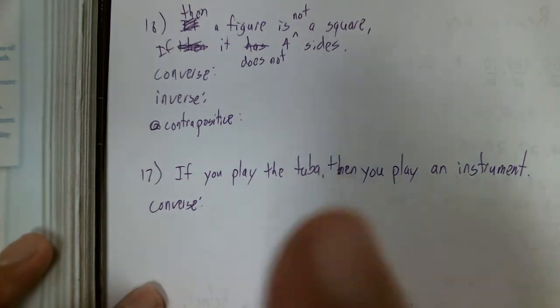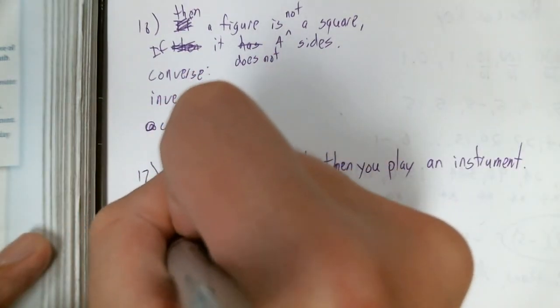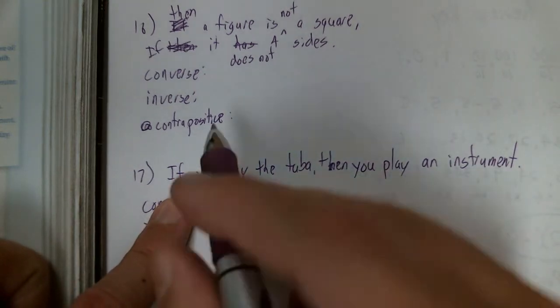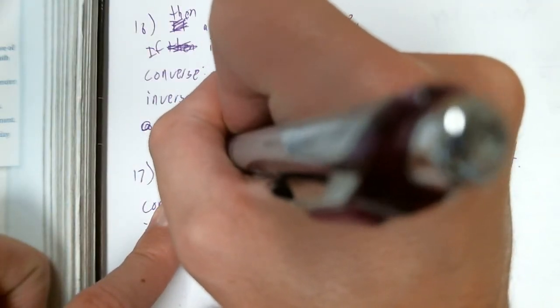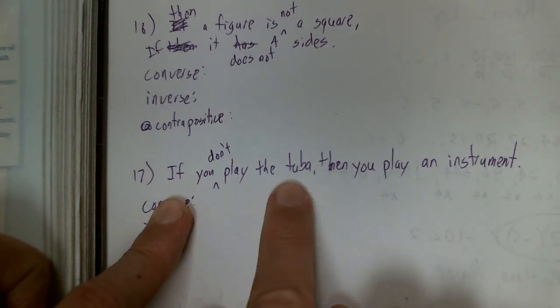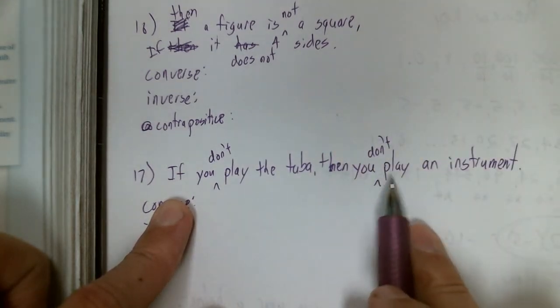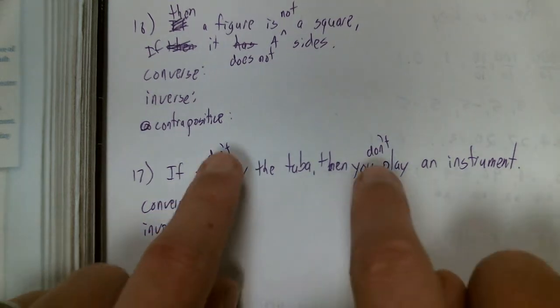Okay. Inverse, put in the nots. Okay, so leave it the way it is. I'm putting in the nots. If you don't or do not play the tuba, then you do not or don't play an instrument. That's the inverse. Put in the nots.